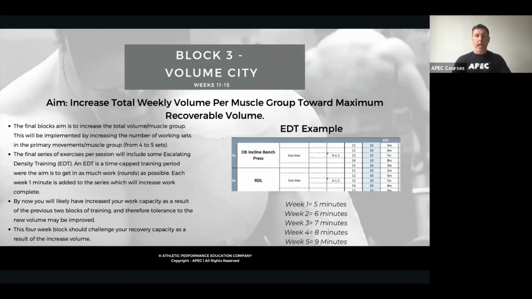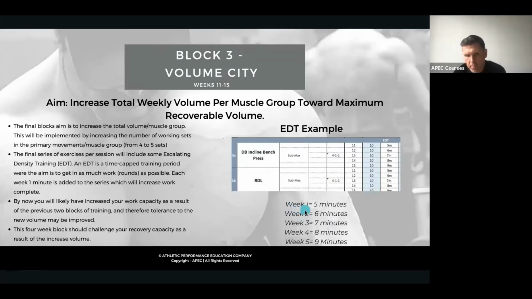By now, you will likely have increased your work capacity as a result of the previous 2 blocks of training, and therefore tolerance to new training volume may be improved. This 4-week block should challenge your recovery capacity as a result of the increase in volume. So what we mean by this, guys, to flesh this out, if we look down here, if we take 2 exercises, okay, an incline bench press and an RDL, so an upper body and a lower body.